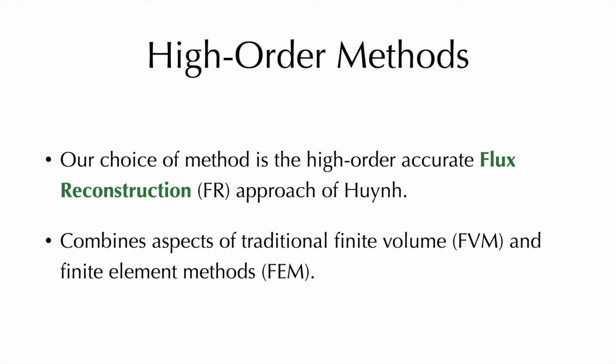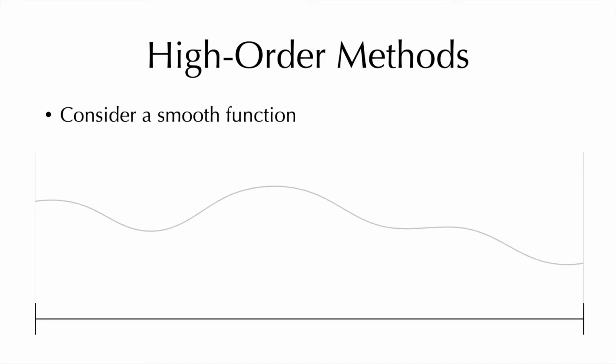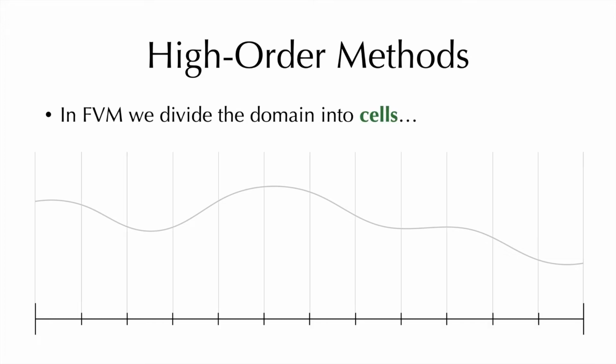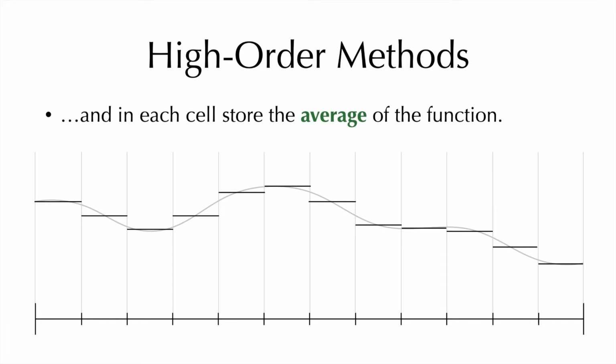To give you a very brief overview of how the numerical scheme comes together, let's consider a smooth function inside of a domain. If we were to try and discretize this function using a finite volume method, what we would do is we would first divide the domain up into some number of cells, and then inside each cell we would represent the average value of the function inside that cell, as indicated here. And this is by and large what most commercial CFD codes do.